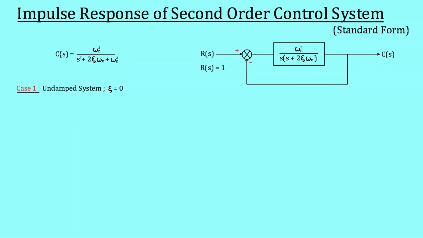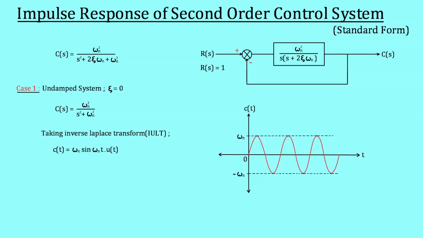First case is of undamped system, when the value of zeta is equal to 0. Laplace transform of the output will simply become omega n square divided by s square plus omega n square. After taking inverse Laplace transform, we will get the output signal in time domain to be equal to omega n multiplied by sin omega n t multiplied by unit step signal. A rough output profile is shown on the screen. As can be seen, the output is a pure sinusoidal signal with amplitude omega n.